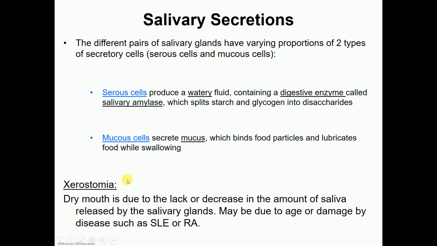Xerostomia is a condition also known as dry mouth, where there is a decrease in the amount of saliva being produced by the glands or a total lack of it. It may be due to age. More commonly, it is due to a disease that destroyed the glands, for example, systemic lupus erythematosus, or just commonly known as lupus, or rheumatoid arthritis. Those 2 diseases are systemic diseases that in some patients lead to the destruction of their salivary glands.